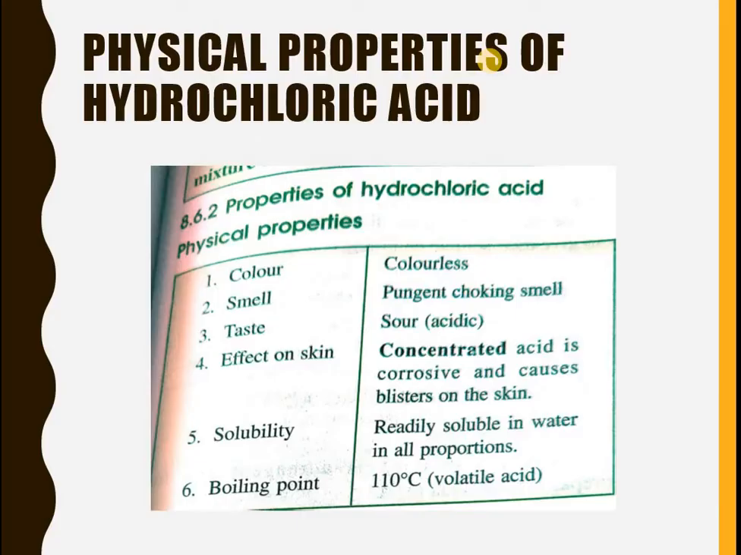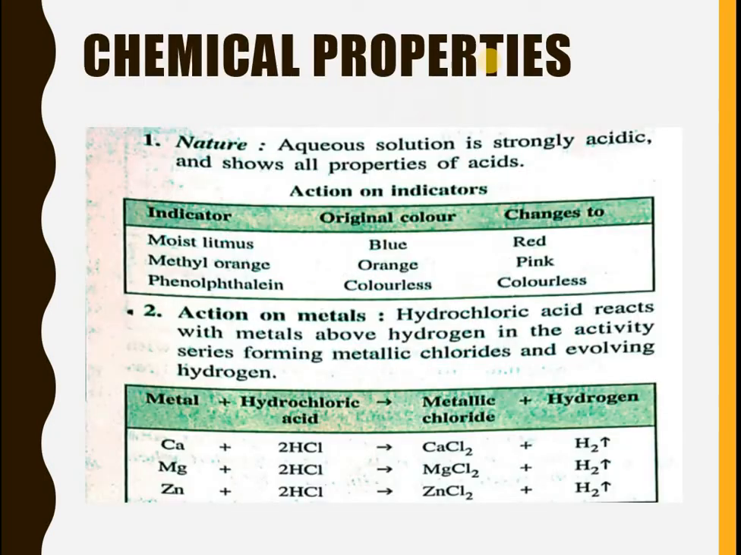Now go to the physical properties. Color is colorless, with a pungent choking smell and an acidic taste. Concentrated acid is corrosive and causes blisters on the skin. It is readily soluble in water in all proportions, and the boiling point is 110 degrees Celsius. Come to the chemical properties. First is the nature. It is strongly acidic and shows all properties of an acid. These are the action on indicators, and when reacting with a metal, it gives the metallic chloride as well as hydrogen.